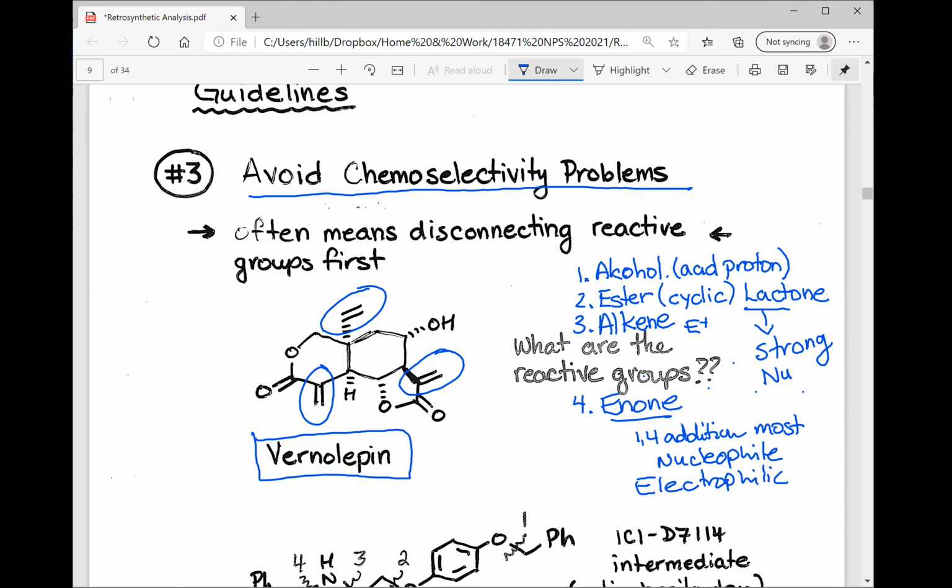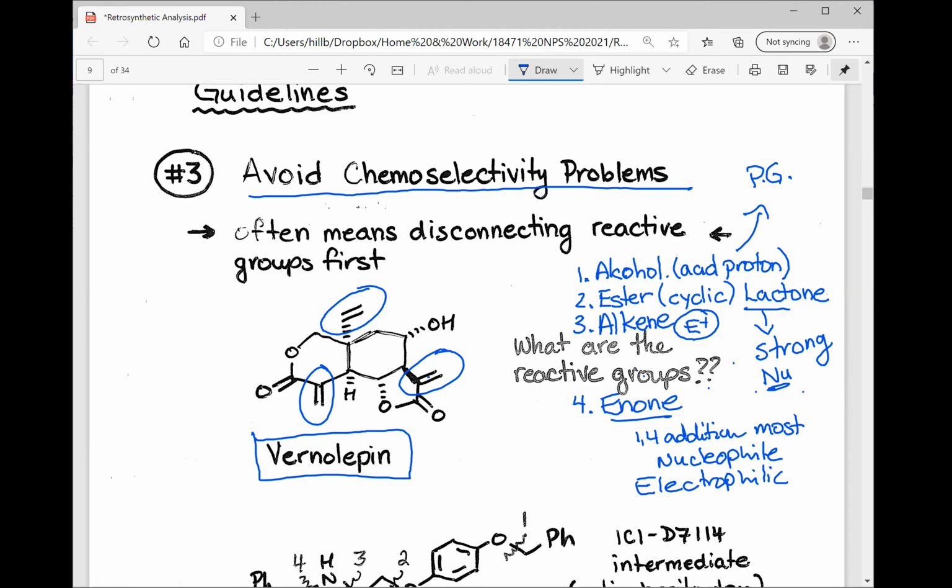So which group would you want to probably install last? Well, the acidic proton alcohols can be protected with protecting groups, so we don't have to really worry about that too much. If you're not using a strong nucleophile, then your ester should be fine. And if you're not using a really good electrophile, the isolated alkene should be fine.